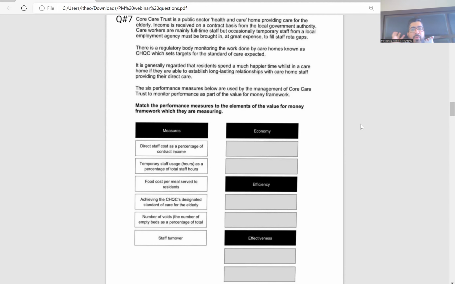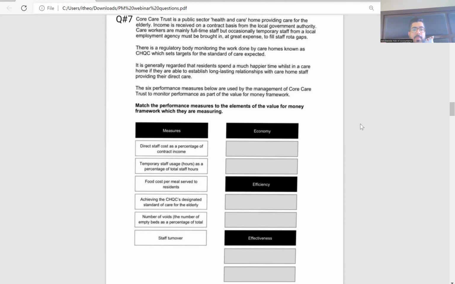There is a regulatory body monitoring the work done by care homes, known as CHQs2, which sets targets for the standard of care expected. It is generally regarded that residents spend a much happier time whilst in a care home if they are able to establish long-lasting relationships with care home staff providing direct care. If they have good relation with staff, they're happy.